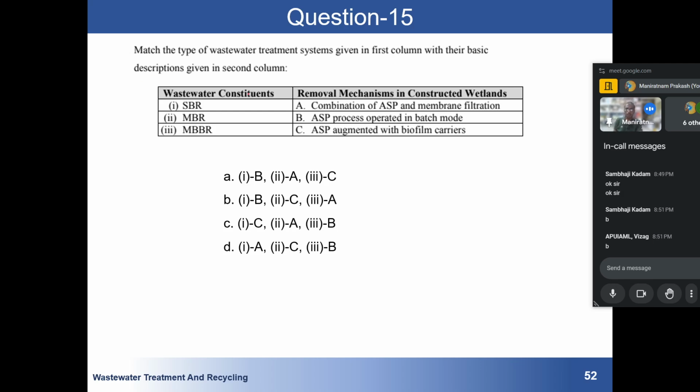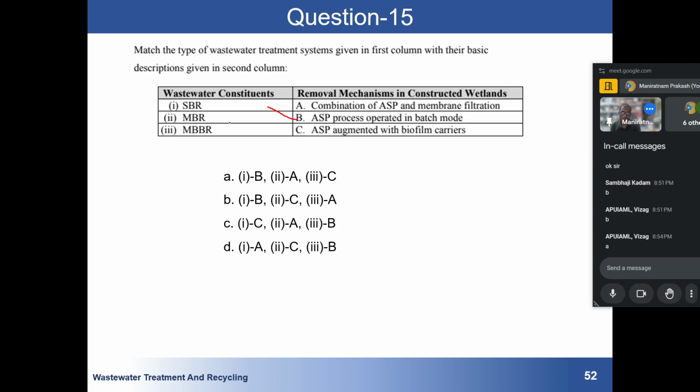Coming to the last question, match the following. This SBR, MBR, MBBR. Okay. This question, I think, is a combination of all the past questions which we have discussed. SBR is combined with ASP and membrane filtration. We are not using that in SBR. There is no filtration. Now ASP process operated in batch. So this will be matching with one. Then the MBBR is there.